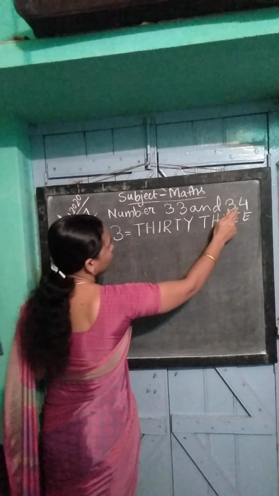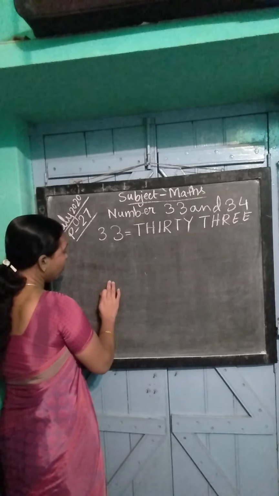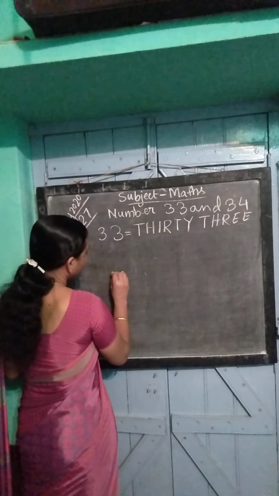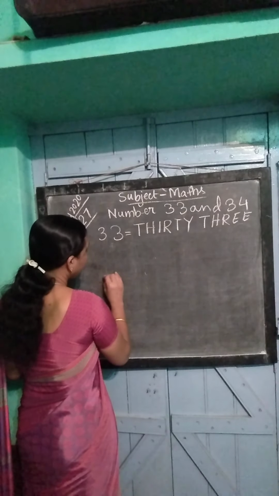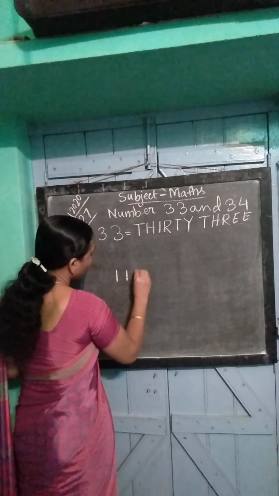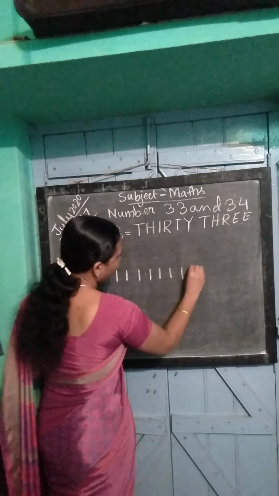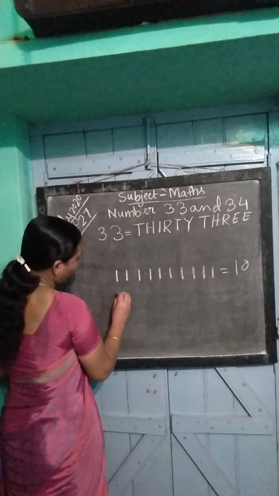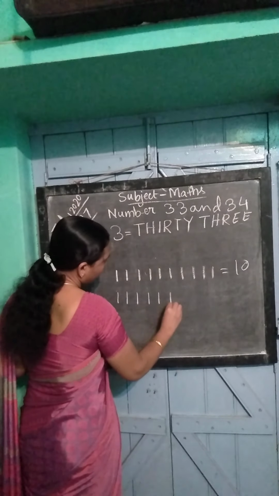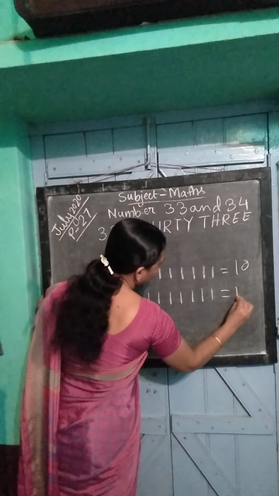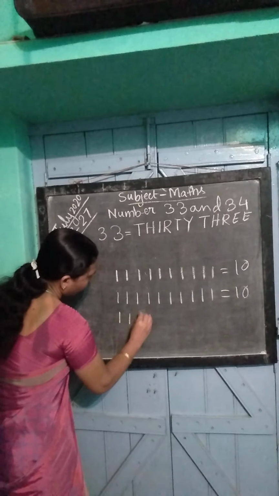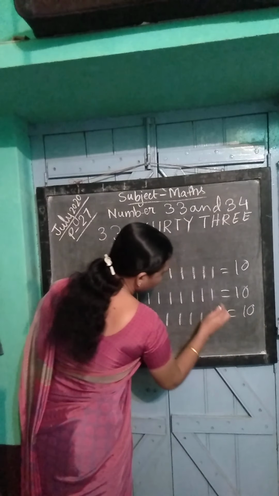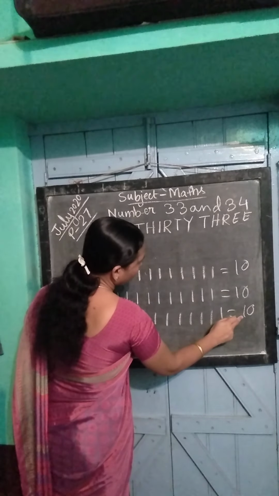33. Then we will write now 3, 4, 34. Again we have to draw lines. We will count how many? 20. Then 10, 10 we will put. 1, 2, 3, 4, 5, 6, 7, 8, 9, 10. Then again 10. Again I have to draw. 1, 2, 3, 4, 5, 6, 7, 8, 9, 10. Then how many tens? 1, 2, 3.